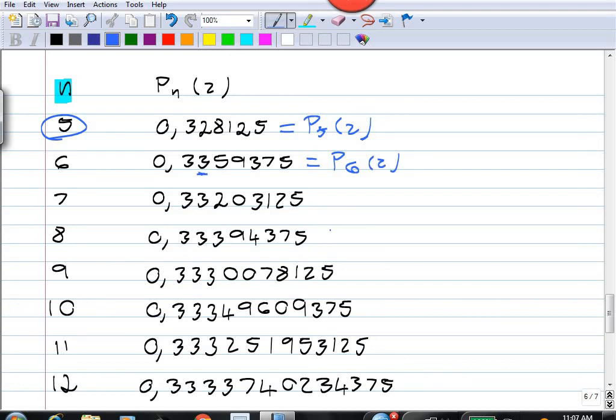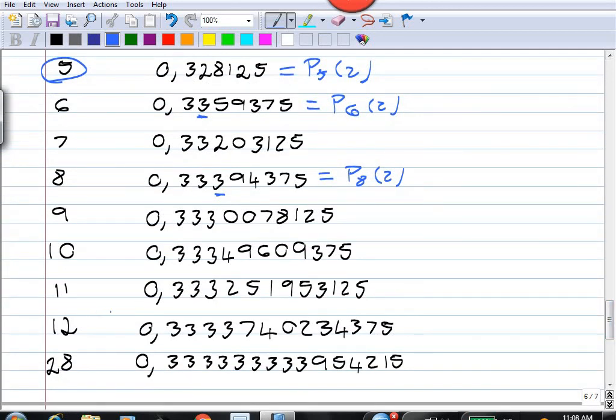We carry on and we take p8 of 2. Now we're accurate to the third decimal place. And now if we wait a little bit longer, up to p12, now we're accurate up to the fourth decimal place. And if you go even further, and you look at the 28th Taylor polynomial, then you're accurate to 1, 2, 3, 4, 5, 6, 7, 8, 9 decimal places. Now, calculating p28 at 2 by hand seems like a daunting task, and it is. But for a computer, this is a very simple calculation.